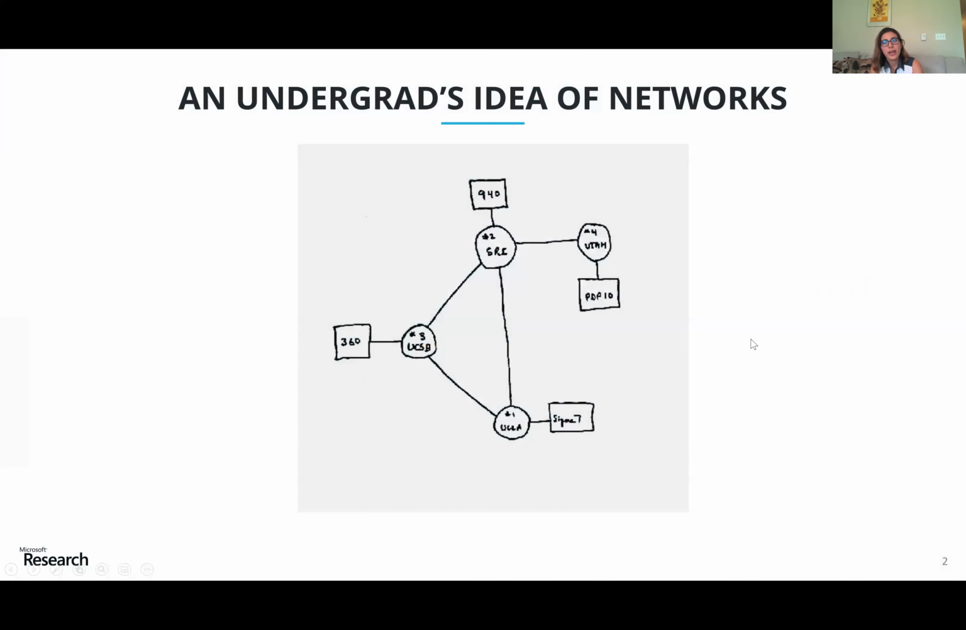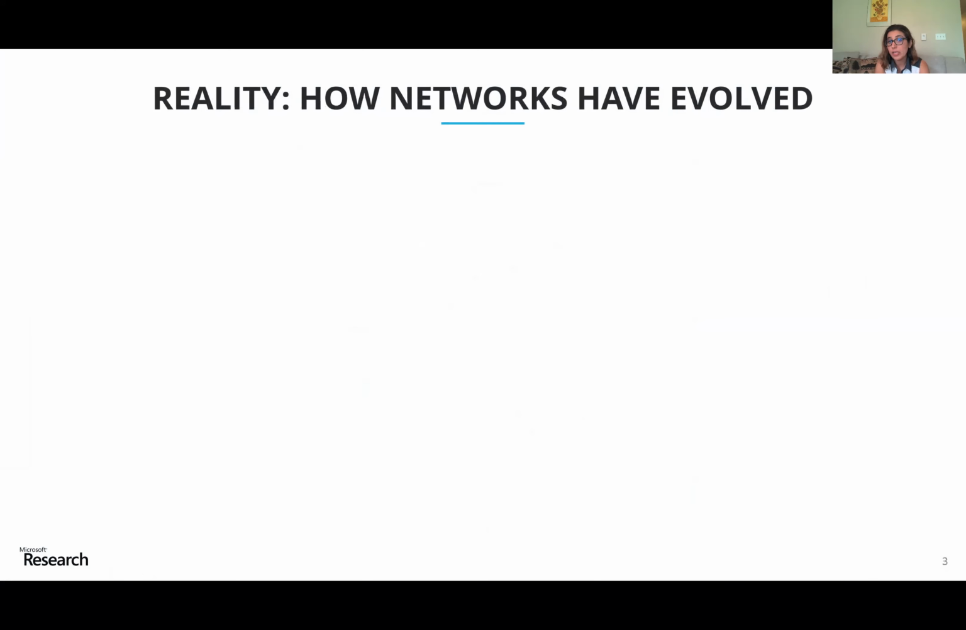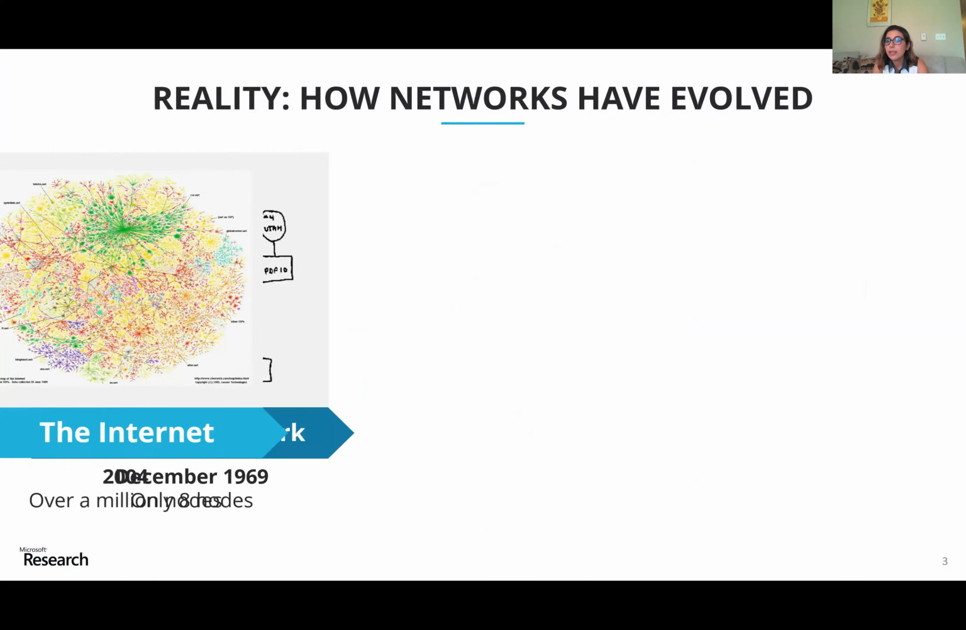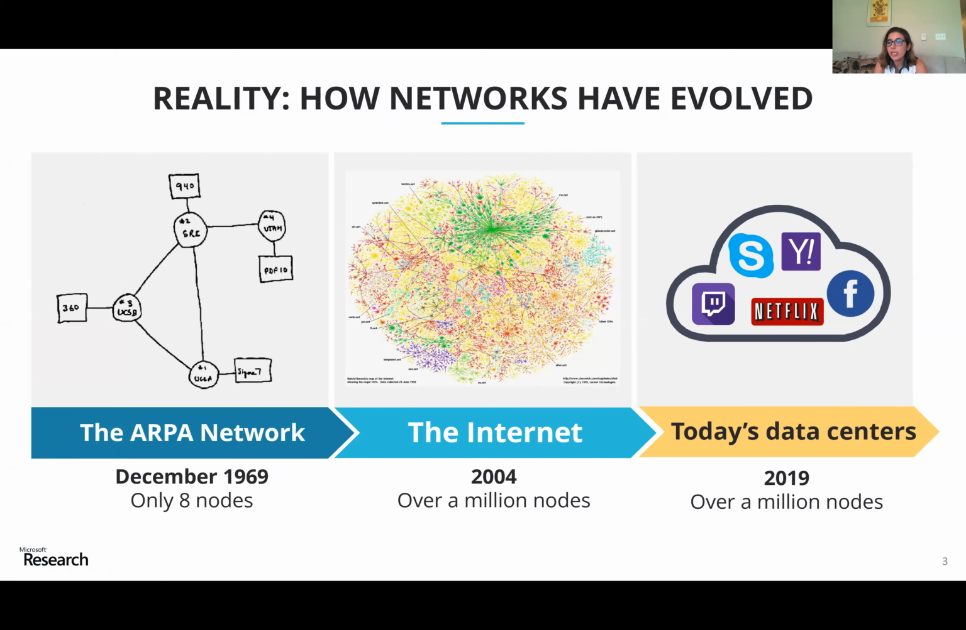I don't know about you guys, but when I was an undergrad, this is what I thought a network looked like: a collection of nodes that communicate with each other through packets. Incidentally, this is the ARPANET in December 1969. Well, by the time I was taking my first networking class, the internet was actually much, much larger than a simple network, with over 1 million nodes. And today, when we look at the internet, we also have data centers that are almost just as big as the internet was in 2004.